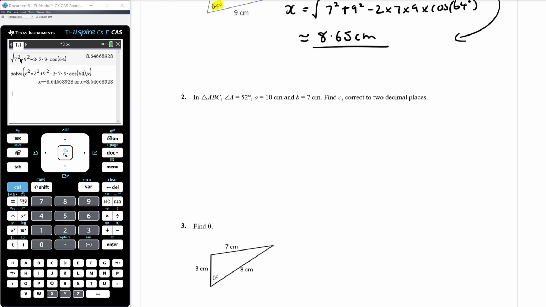Okay, question 2. In triangle ABC, angle A is 52, and length a is 10, and length b is 7. Find c, correct to 2 decimal places. Okay, again, let's draw a triangle. Scale doesn't really matter. That's 52 degrees. That is 10 centimetres. This is 7 centimetres.